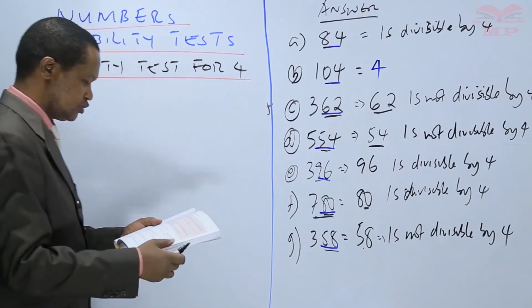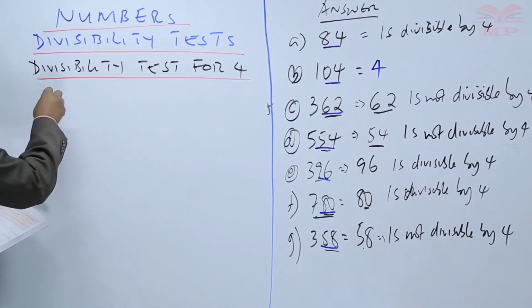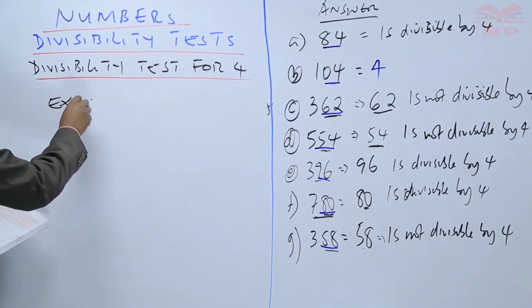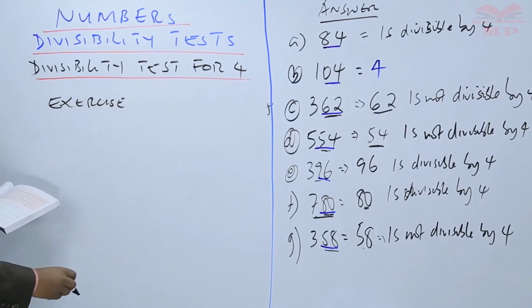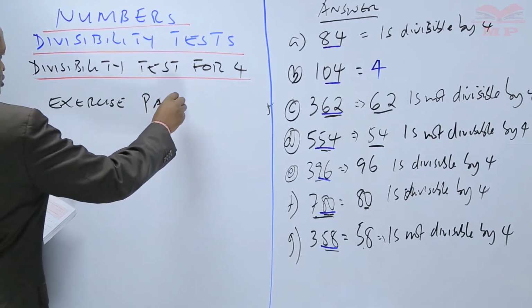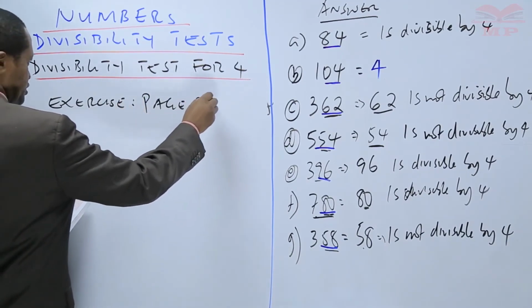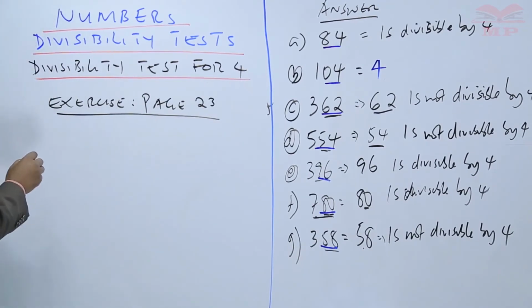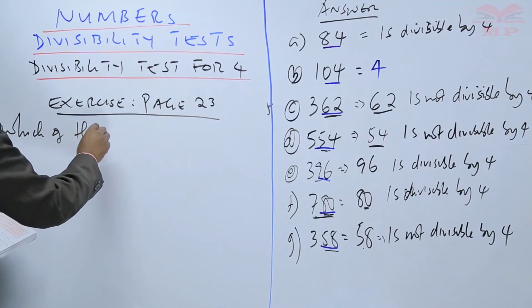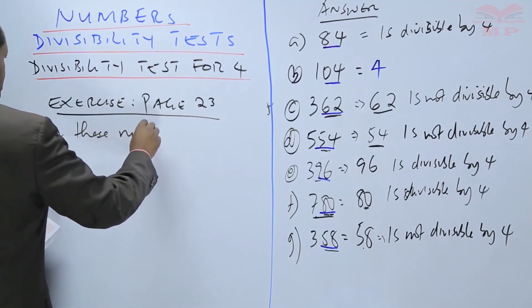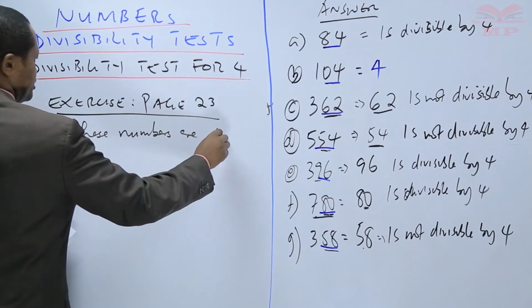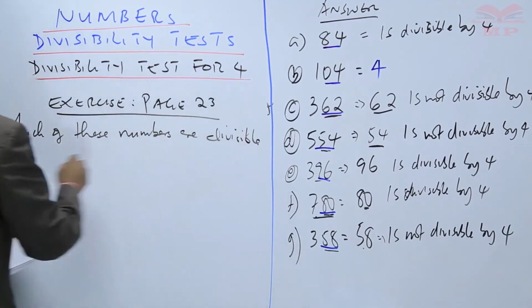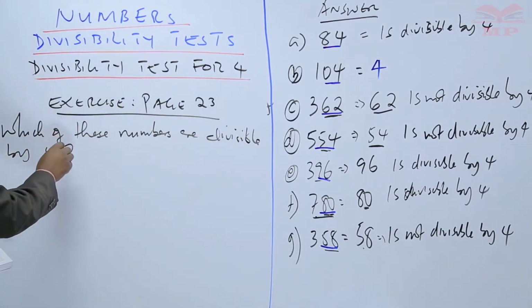Maybe for some of you who do not have the book, let me write the exercise here. This exercise is on page 23. Number 2 says, which of these numbers are divisible by 4?